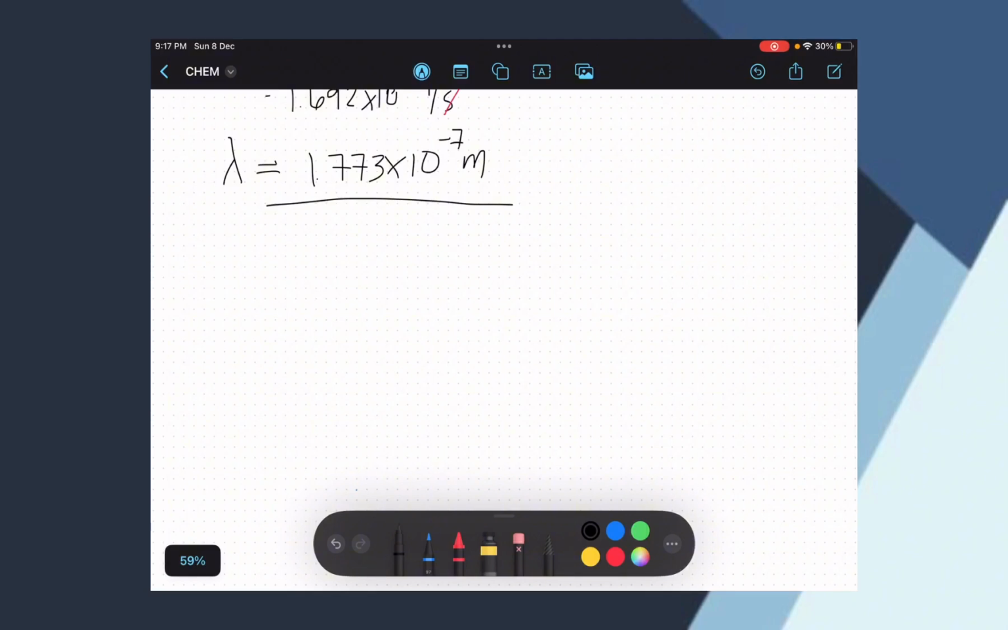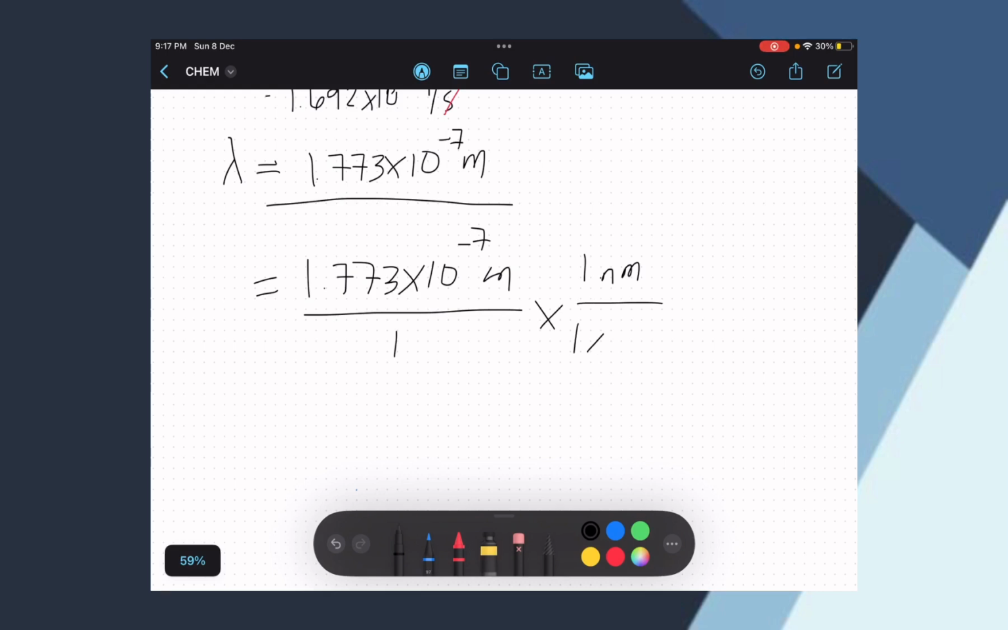Now, if you want to convert the value of the wavelength to nanometers, you can write it as 1.773 times 10 to the power of negative 7 meter over 1, times 1 nanometer over the value of 1 nanometer, which is 1 times 10 to the power of negative 9 meter. We can then cancel the meters.